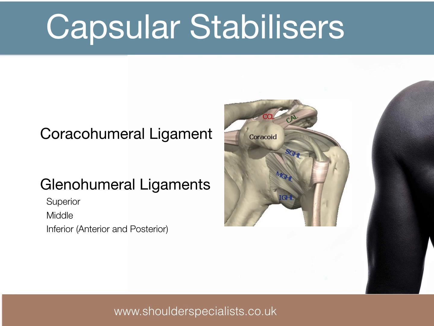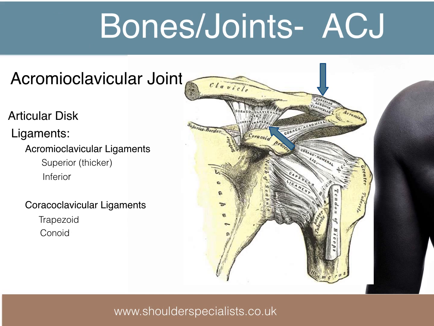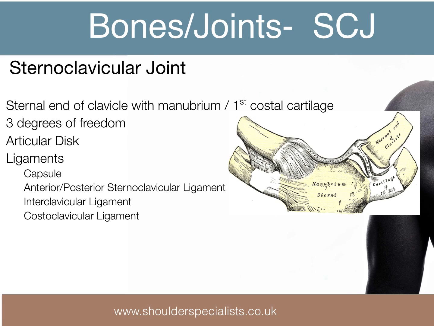Capsular ligaments include the coracohumeral ligament and the glenohumeral ligaments, with the inferior ligaments being most important to both anterior and posterior stability. The acromioclavicular joint is a plain synovial joint which often has a meniscus and is stabilized by the acromioclavicular ligaments, particularly the superior, and the strong coracoclavicular ligaments consisting of the trapezoid and conoid components.